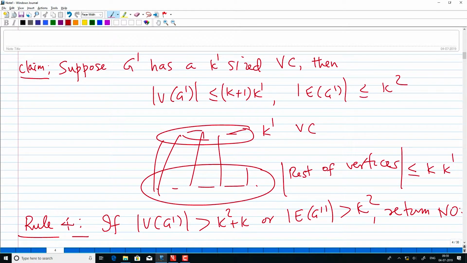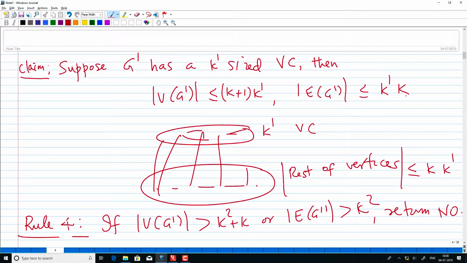What I argued is the number of vertices here is at most k times k prime. Do you agree with that? But this is not the whole graph. So how many vertices are there in total? k prime plus k times k prime. That's this. And the number of edges, to be more precise, is at most k prime times k, because all edges are incident here. There are edges incident here, but they are also incident there. So one way to count the edges is to count the edges incident on these vertices, but each vertex has degree at most k, so the total number of edges is at most k prime times k.